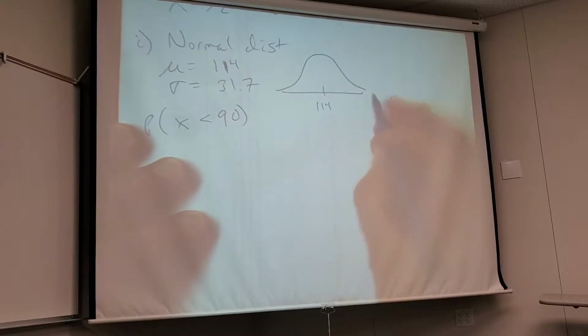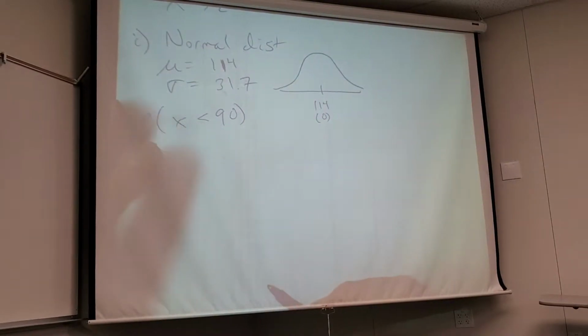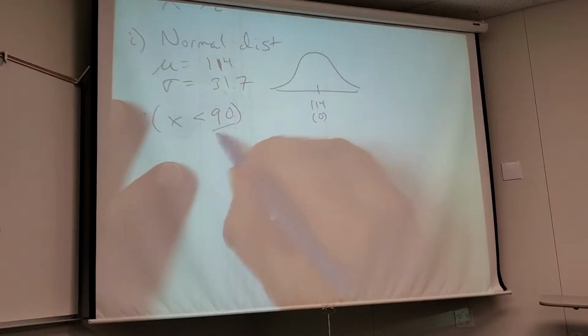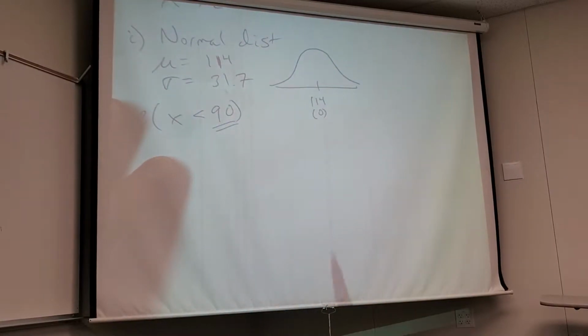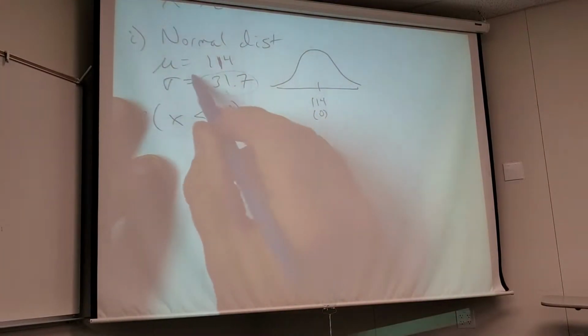Also put there underneath, in parentheses, I always put z-scores. Where's 90 go? Because that's what I'm interested in. But let me ask this question. Hopefully this is a weird question for some of you. Where does this go? Where does this go?